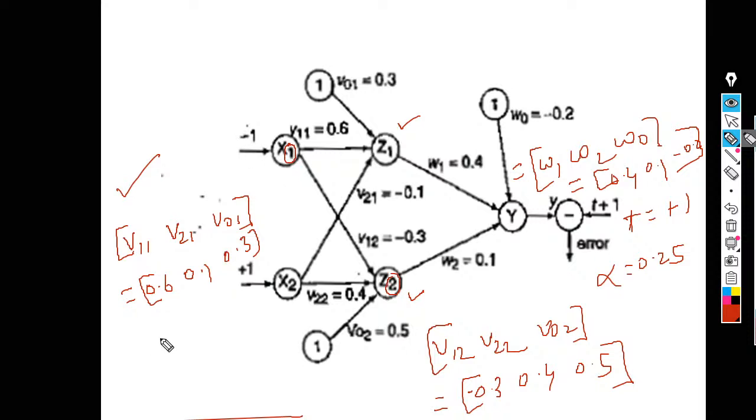The x1 and x2 you can just see over here. X1 is minus 1, x2 is plus 1. So these are also input values. So let's start now.